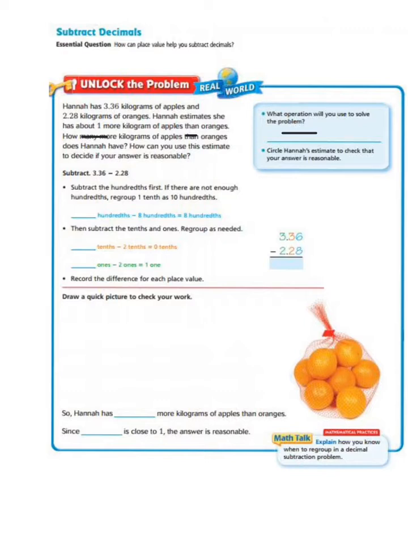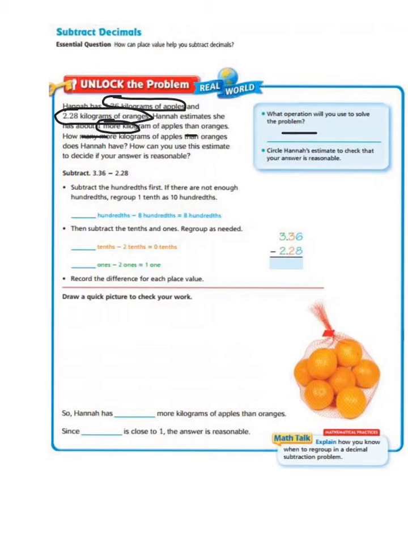Now our next question says, circle Hannah's estimate to check that your answer is reasonable. Well, Hannah estimates that she has about 1 more kilogram of apples than oranges. So we're going to subtract 2.28 kilograms of oranges from 3.36 because that's how many apples Hannah has. So we're going to subtract the hundredths first. If there are not enough hundredths, we're going to regroup 1 tenth as 10 hundredths.